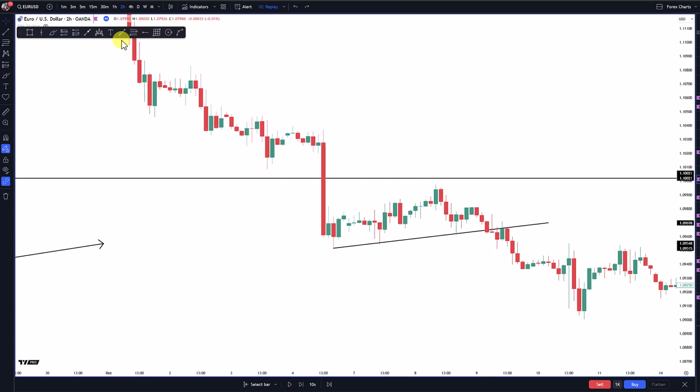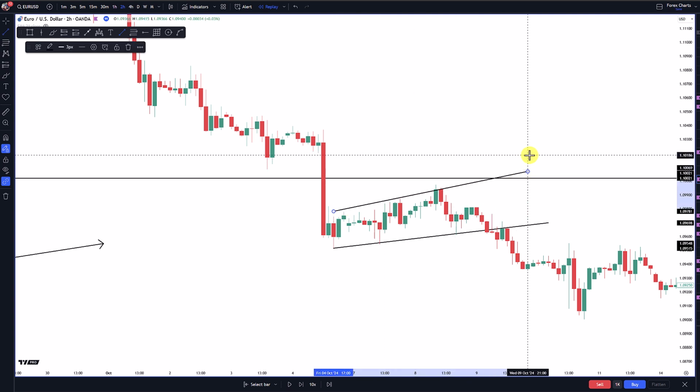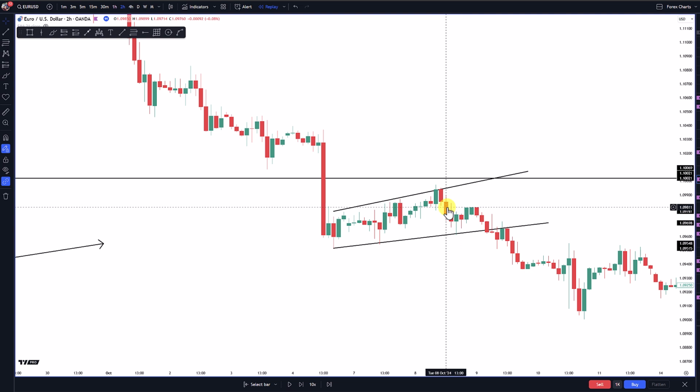And we can also say this looks like another flag pattern here. We have seen a flag pattern on the daily time frame, and we can see flag patterns on lower time frames. You will see that patterns repeat on all time frames. They just take longer or shorter depending on which time frame you are on. But in general, you can look for patterns on any time frame.